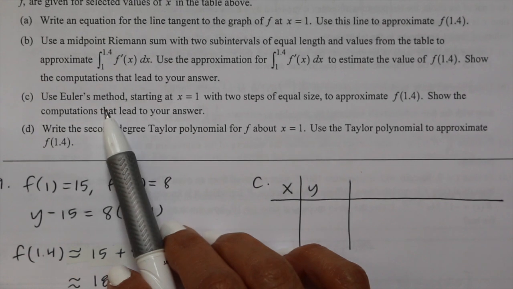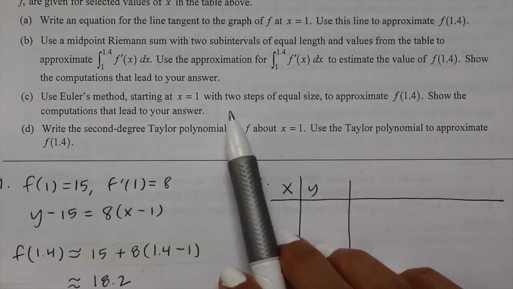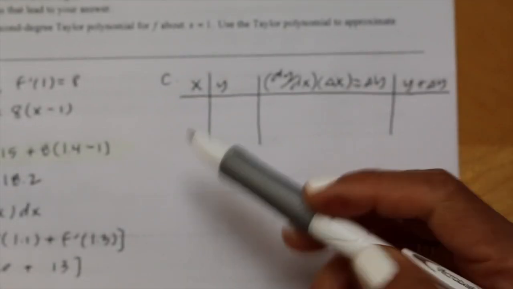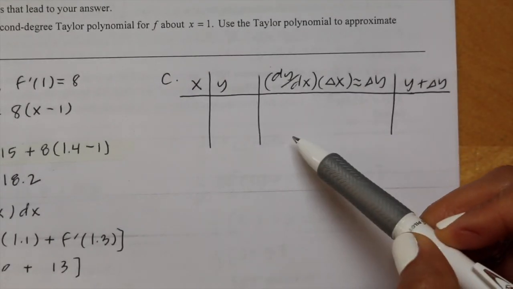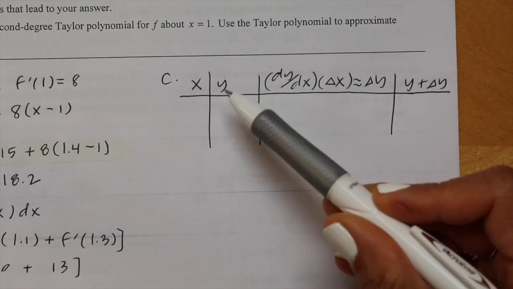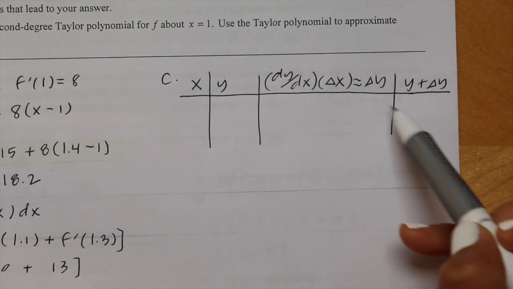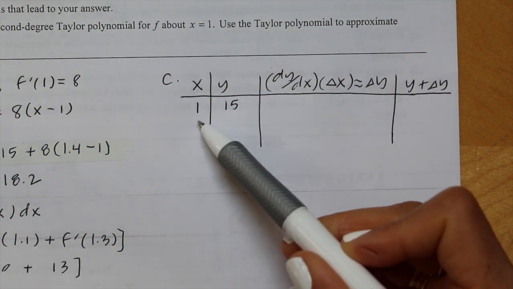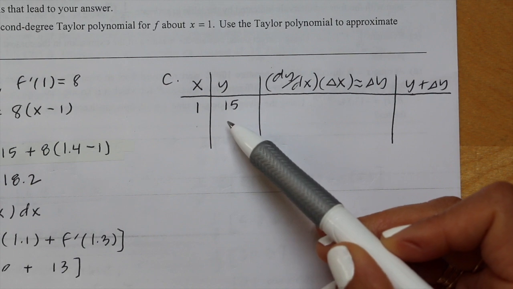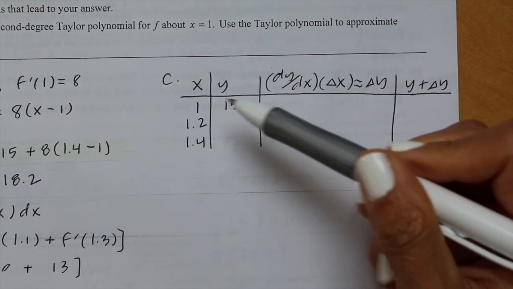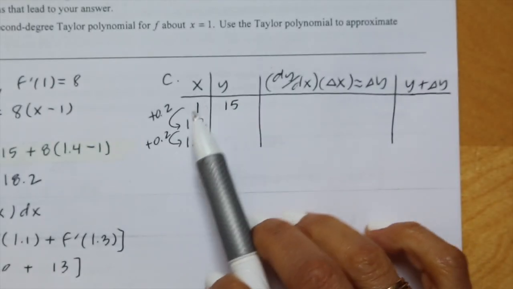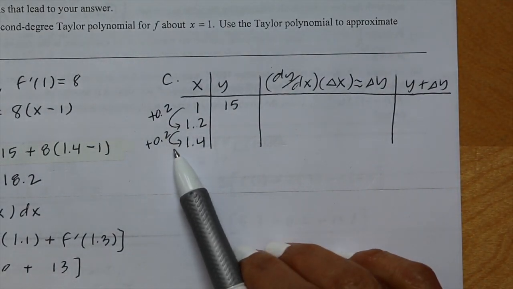Part C says use Euler's method starting at x equals 1 with two steps of equal size, and we're trying to approximate f of 1.4. So I'm going to use this table. You have x, y, you have dy dx times change in x is approximately equal to change in y, and then you take the values from this column and add them over here on the right. You're starting with the initial condition f of 1 is 15. We need to do two steps of equal size to get to 1.4. So that means we're going 1 to 1.2 and then 1.2 to 1.4. Each time we're adding 0.2, so that's going to be our change in x.